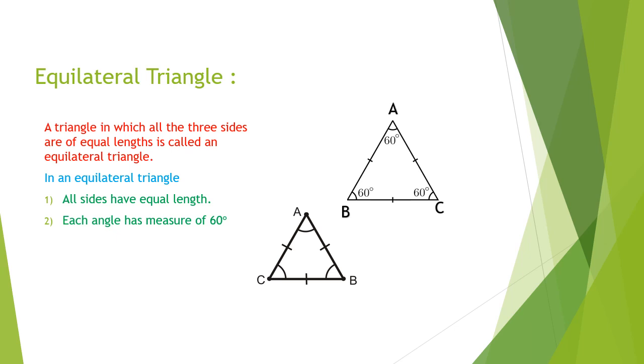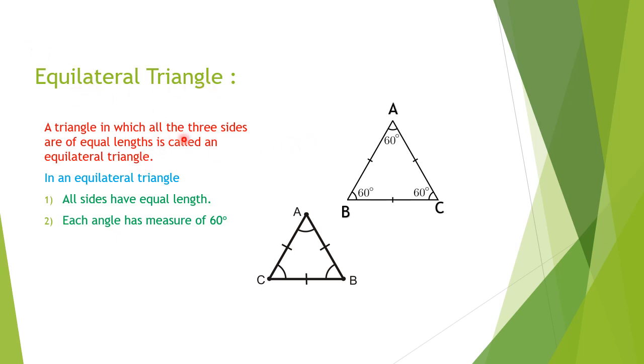Now let us study two special triangles. One is the equilateral triangle and the other one is the isosceles triangle. You have learned this in the lower class, but here I give you a revision so that we have some questions to solve in the exercises. Okay children.